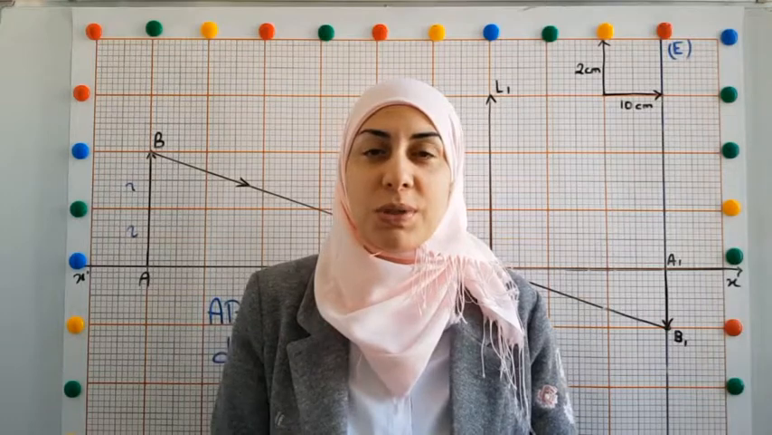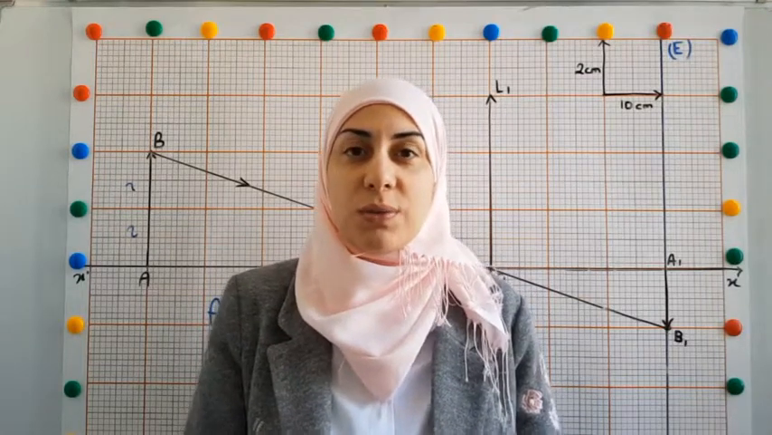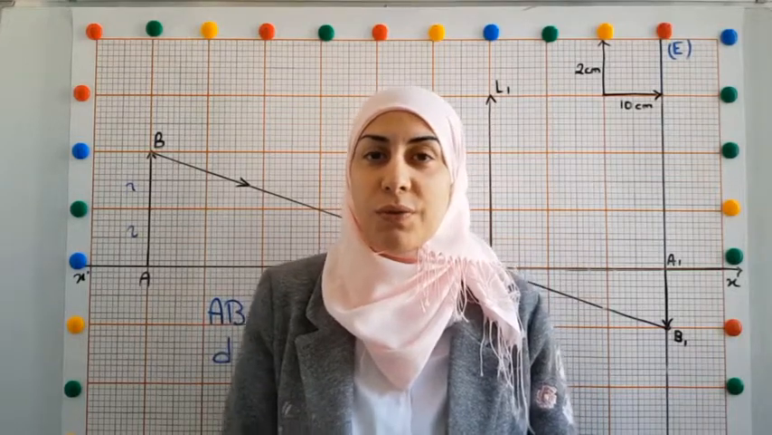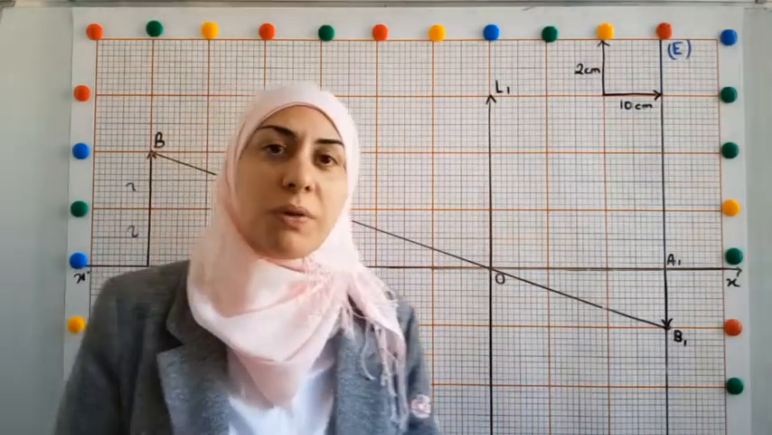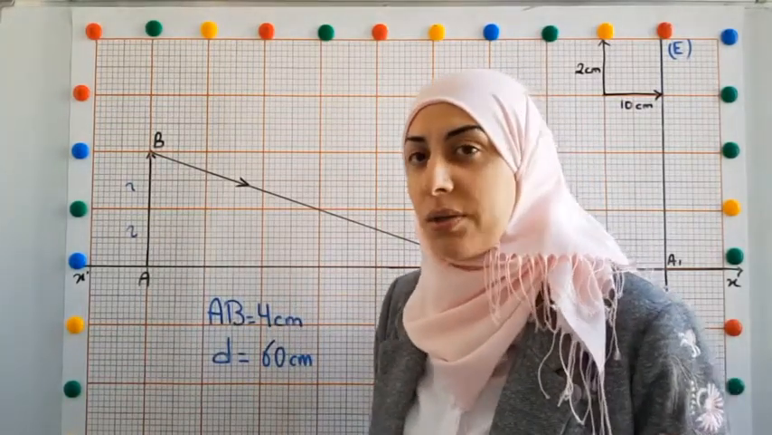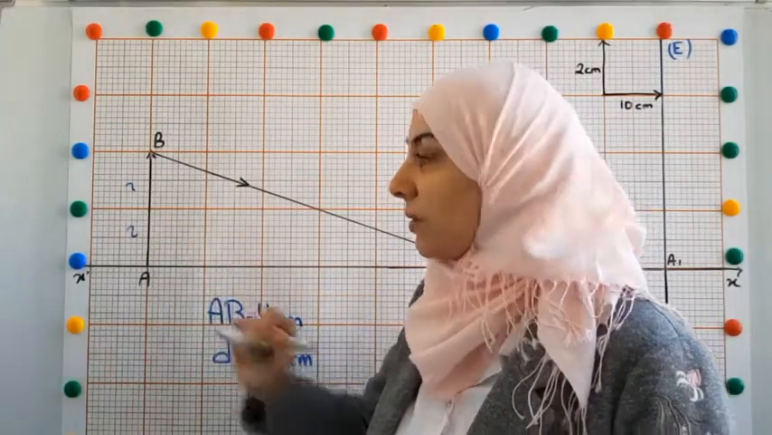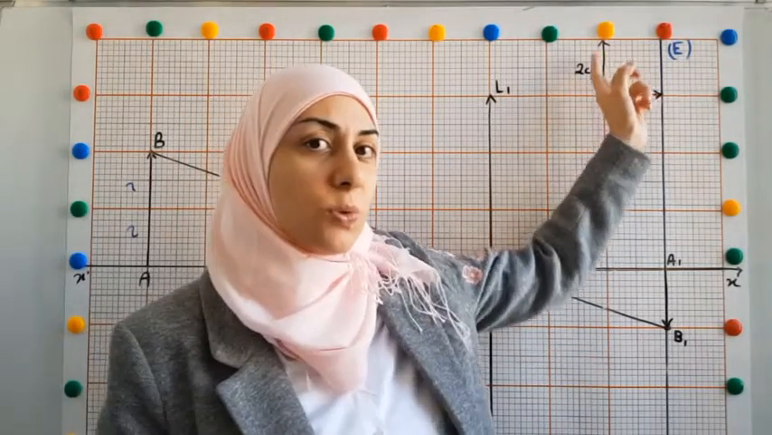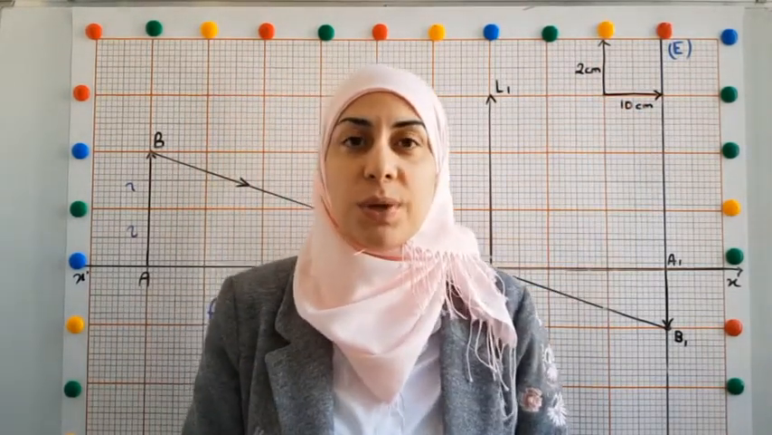In this video, we will solve the first exercise of the session 2015 concerning determining the focal length of a converging lens L1. For this, we have the object AB of size 4 centimeters. On the graph, you can see that it's represented by 2 centimeters because on the y-axis, we have the scale that each 2 centimeters are represented by 1 centimeter.